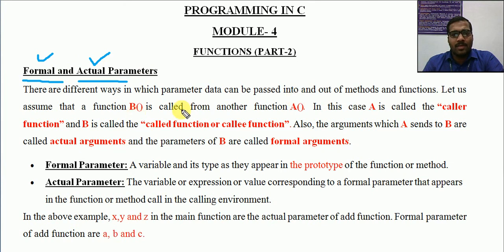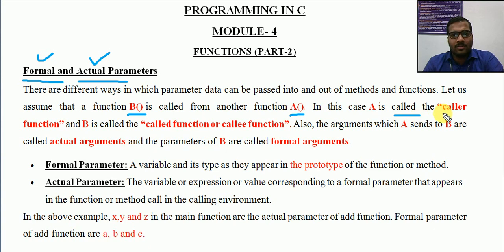Before moving into more detail regarding formal and actual parameters, assume that B is a function which is called from another function A. Inside the function A, I am calling B. Or we can say inside the main function, I am calling a function B. In this case, A is the one who is making the call.